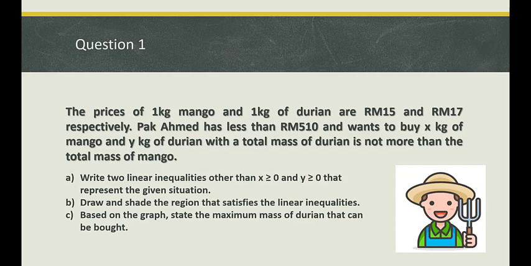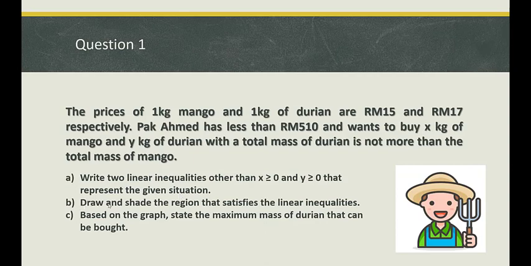First we're going to do a real life question, which is stated here. The prices of 1 kg of mango and 1 kg of durian are 15 ringgit and 17 ringgit respectively. Pak Ahmed has less than 510 ringgit and wants to buy x kg of mango and y kg of durian, with a total mass of durian which is not more than the total mass of mango. We are given 3 questions to be solved. First, write 2 linear inequalities, other than x greater than or equal to 0 and y greater than or equal to 0, that represent the given situation.